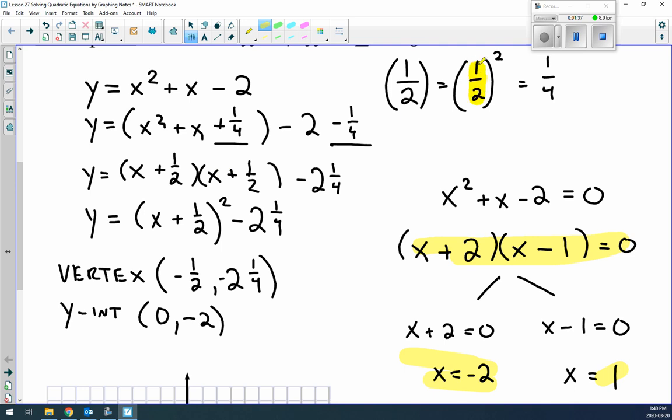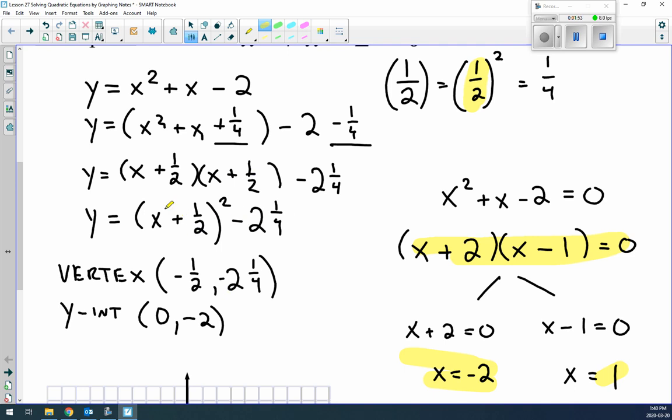Where did we get that from? Well, you can see right over here. That's the number we're dealing with, so that's the one that goes in there. And then negative 2 minus a quarter is negative 2 and a quarter. And you could leave it in mixed, or you can change it to improper if you want. It doesn't matter. Okay, so x plus a half squared, same thing. So there's our perfect square because they're the same. And then minus 2 and a quarter.